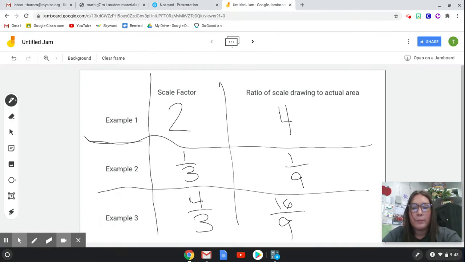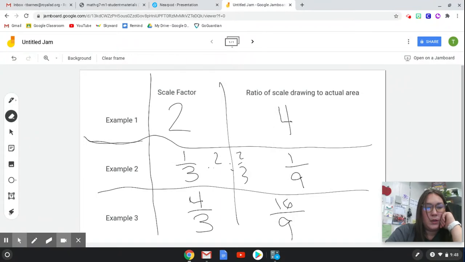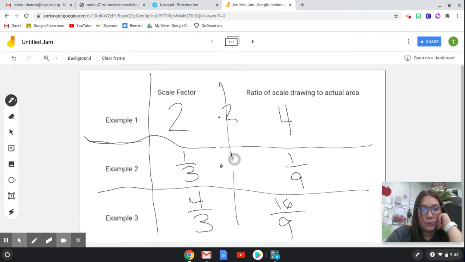Does that also go up by a multiple of 2? So my scale factor was 1/3, and my ratio was 1/9. Well, if I was to multiply this by 2, that would just be 2/3, which is not the same as 1/9. So, okay, it can't be by 2, but maybe, okay, I got my scale factor, my ratio of scale drawing, so that's still by 2. Oh, what if I multiplied this one by 1/3? If I multiplied it by 1/3, that also equals 1/9.